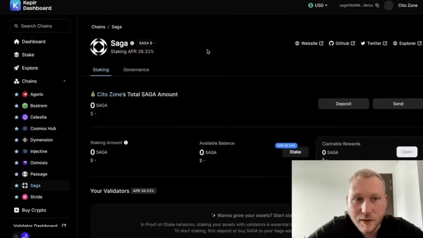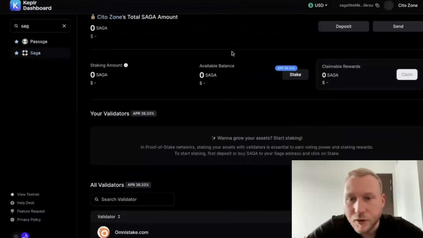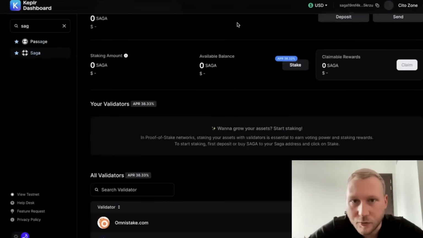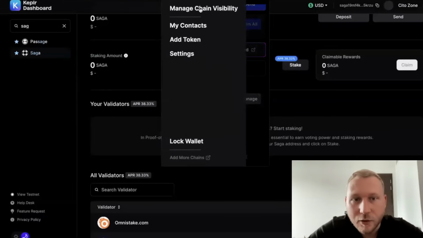If you go on the desktop version, you just type in Saga here. It should show up there. And then you can just connect the chain and it will be there. And if you're only using the browser extension, you can type in Saga here. And then it asks you if you're looking for a chain. You click on Manage and then you click on Add. If you want to do it manually, you can also go here on the top left and then click on Manage Chain Visibility, and then you can manually add Saga chain as well.